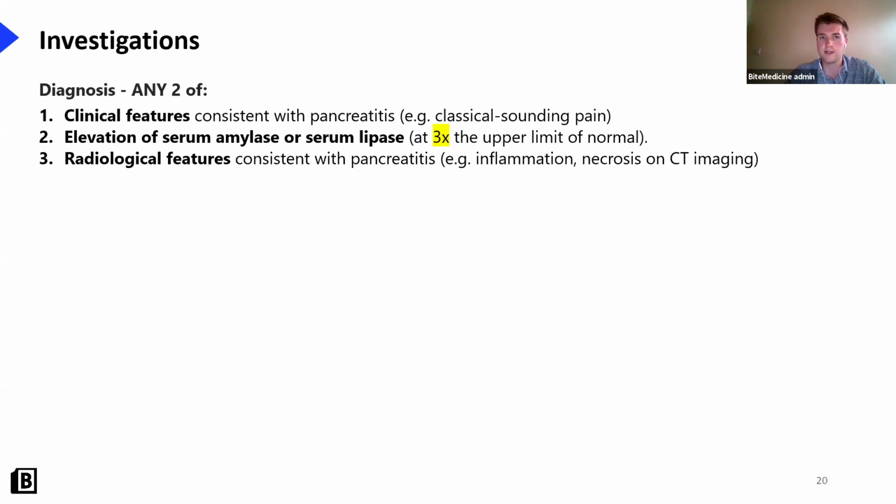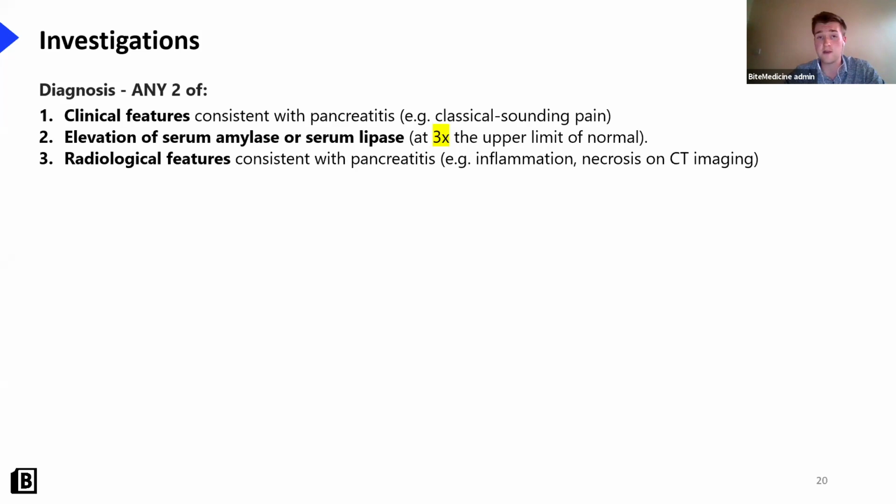So why is serum lipase correct? Well, it's a simpler test than ordering a CT. It's actually not recommended that you routinely order a CT to diagnose pancreatitis when you could simply use serum amylase or serum lipase. I elected not to put serum amylase as an example in the question in case it was too obvious. So yeah, the correct answer there is serum lipase.